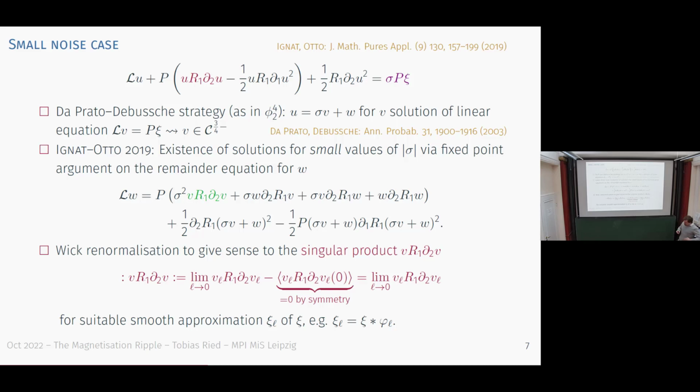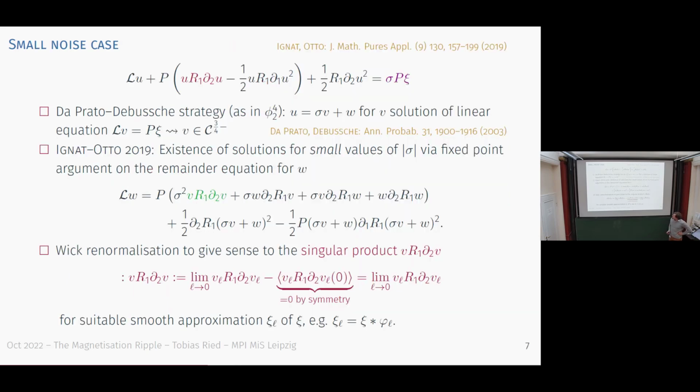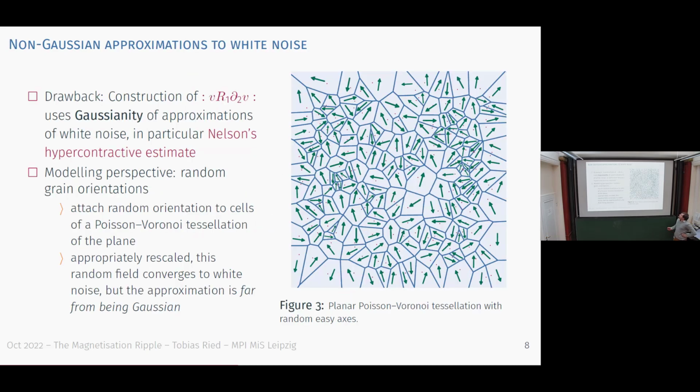Now, we actually want to study what happens if this parameter sigma here is large. But let me first show you another drawback, namely that the construction they used via classical renormalization, in particular the smoothing by a kernel, the analysis depends a lot on Gaussianity. In particular, the Gaussianity of the approximations of white noise, which always uses Nelson's hypercontractive estimate to control higher L^p norms just by L^2 norms.